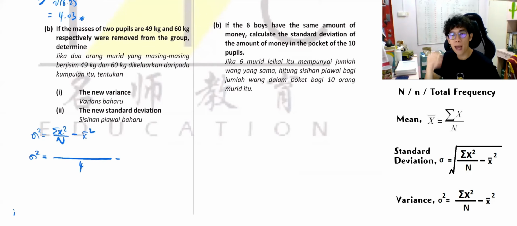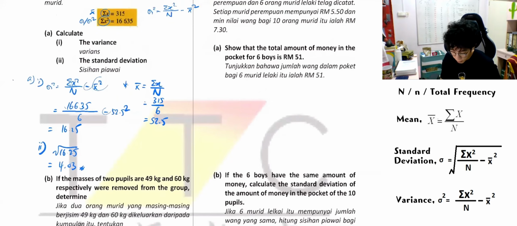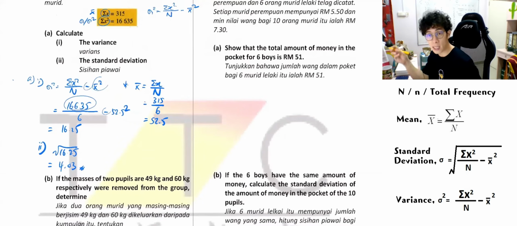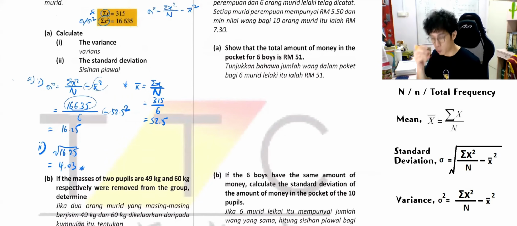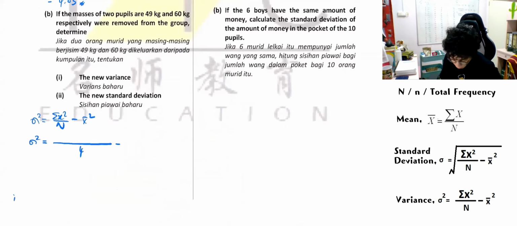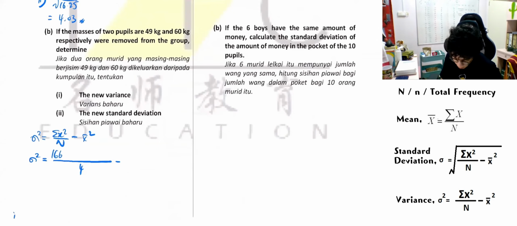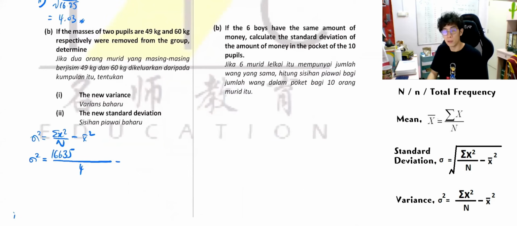Now sigma x squared represents this info, where it will be every single mass. Student number 1, student number 2, student number 3, 4, 5, 6. Their mass you have to square, plus their square, plus square. But the thing is, 2 students got away already. So you have to take the 1, 6, 6, 3, 5. And then what happened? You have to remove 2 students, so in order to remove, you have to remove 49 and 60.